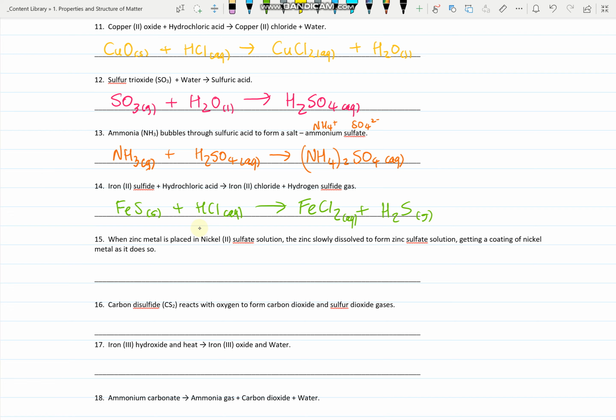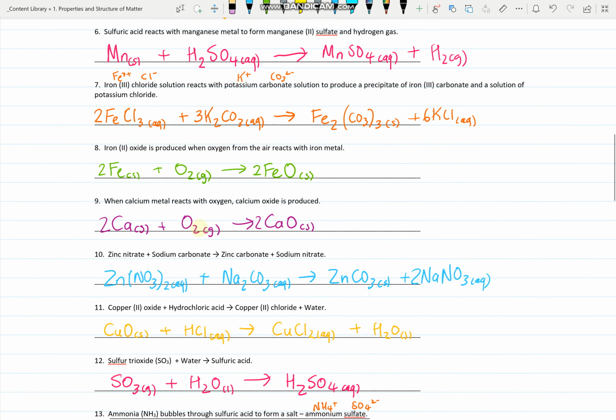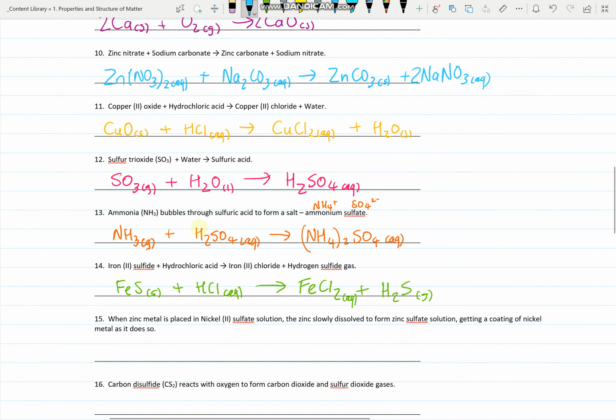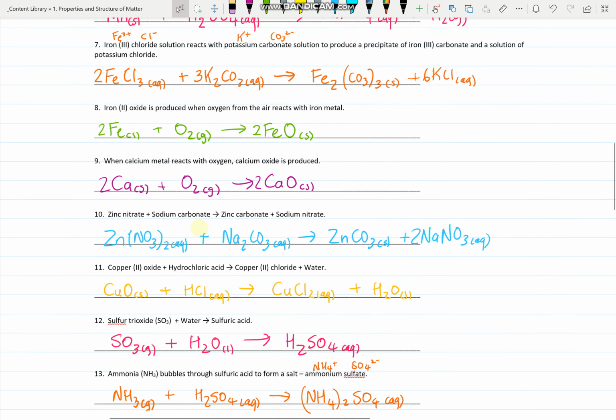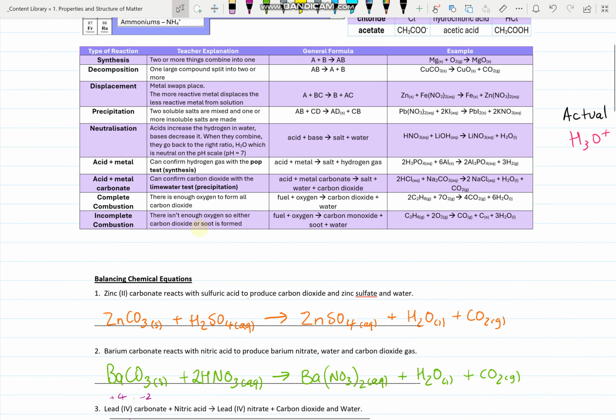Right, and we get rid of our working out. And after green, we got purple. Zinc metal placed in nickel solution. Zinc slowly. This looks like a displacement reaction. The only thing that you need to notice is that it's like two metals swapping places. So you get a metal, say zinc here, reacts with iron nitrate, and they swap places.